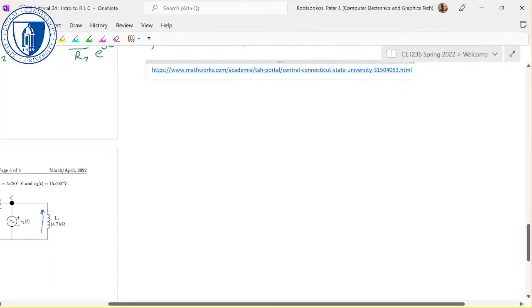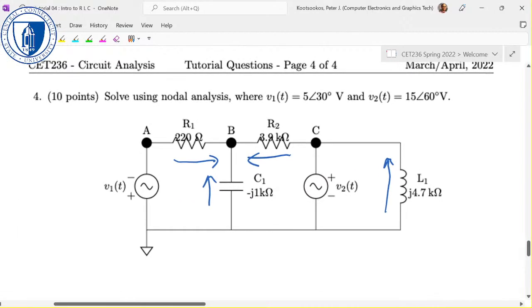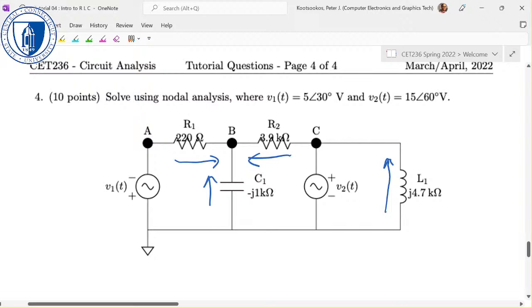Okay, so let's continue on, and we want to solve this one using nodal analysis. So I'll give this one about 15 minutes and then I'll start asking people.